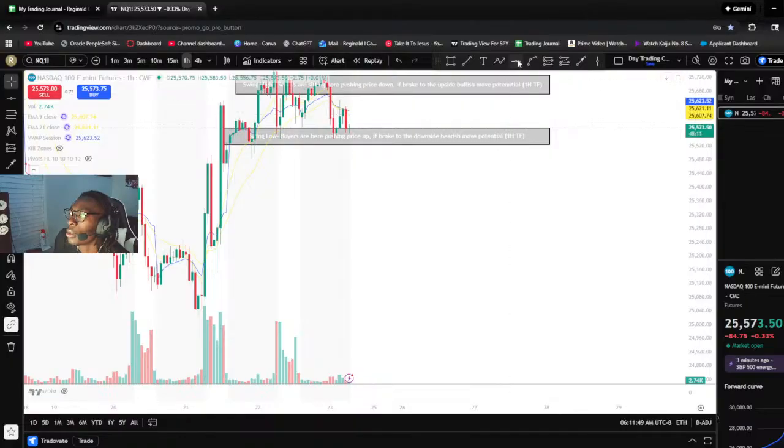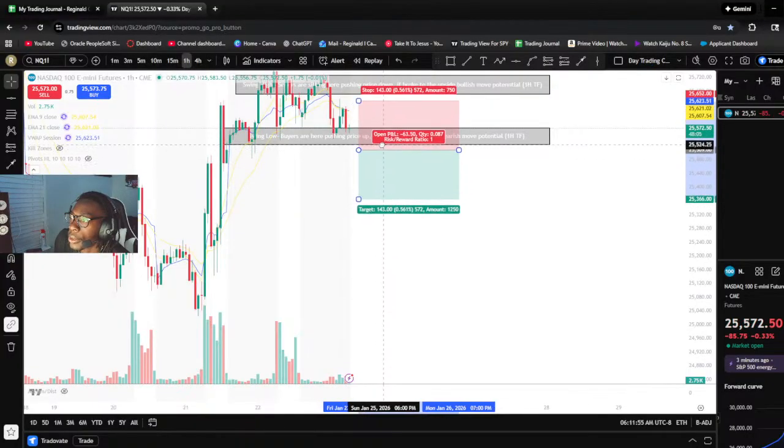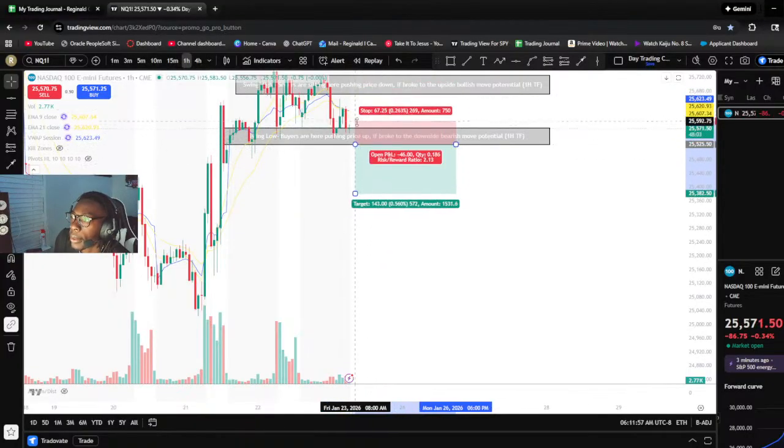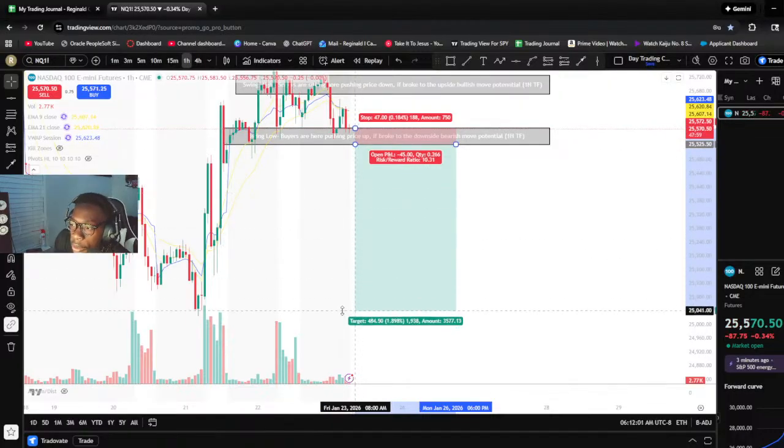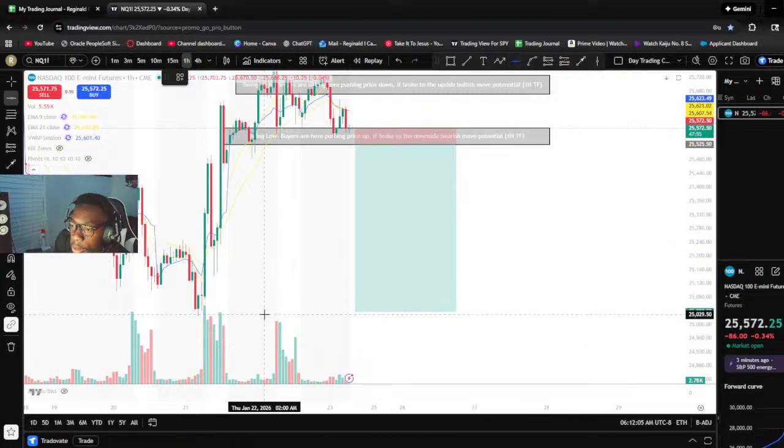Okay, so then what we want to see is if it breaks out of this, we know it's bullish potential. So put our stop loss there. We ride this down all the way here. Mark this.